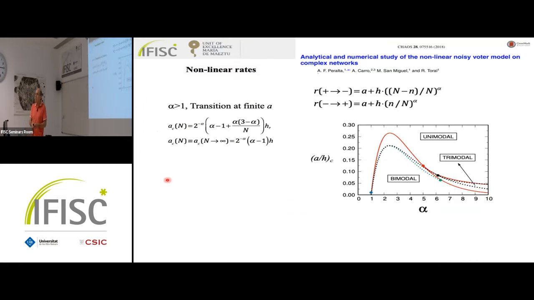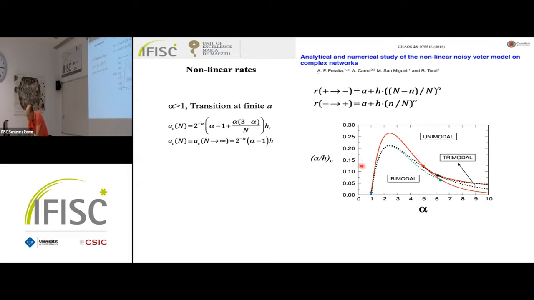Now, which is the main result of this? Again, I will not give you any of the details of how we do it. Just remember the rate to go from the state plus to minus depends on the fraction of agents in the state minus to the power alpha, and similarly for the rate to go from minus to plus. When we analyze this, you see that there is a critical transition point, which depends on alpha. Alpha is the non-linearity parameter. In the limit when n goes to infinity, there is a finite value for this transition point. So there is a well-defined transition between order and disorder, between collective behavior and disorganized.